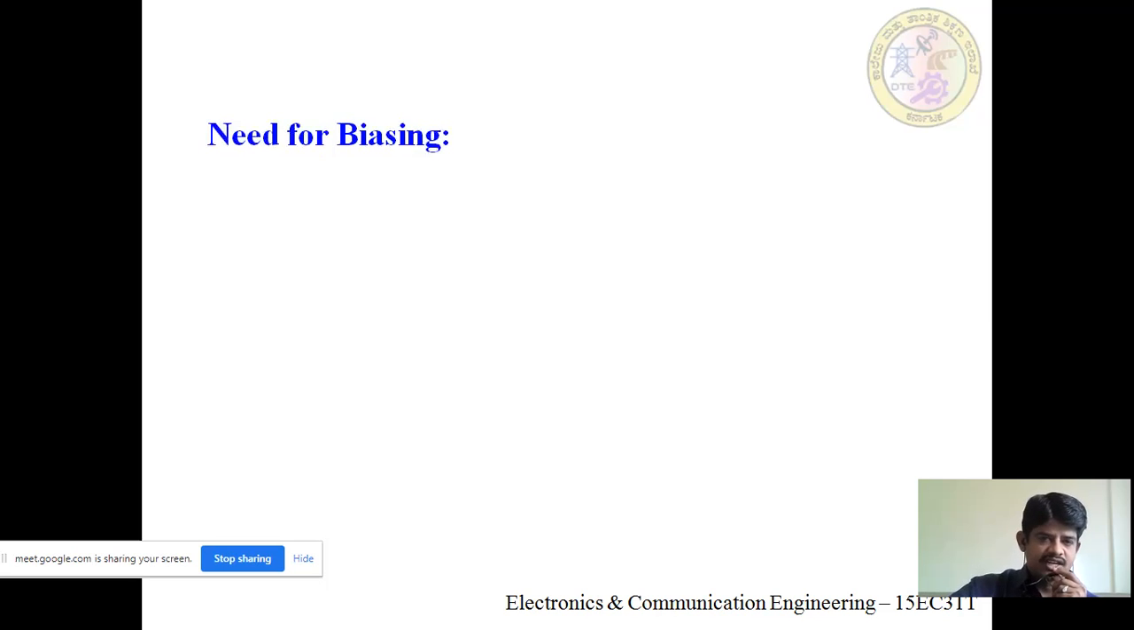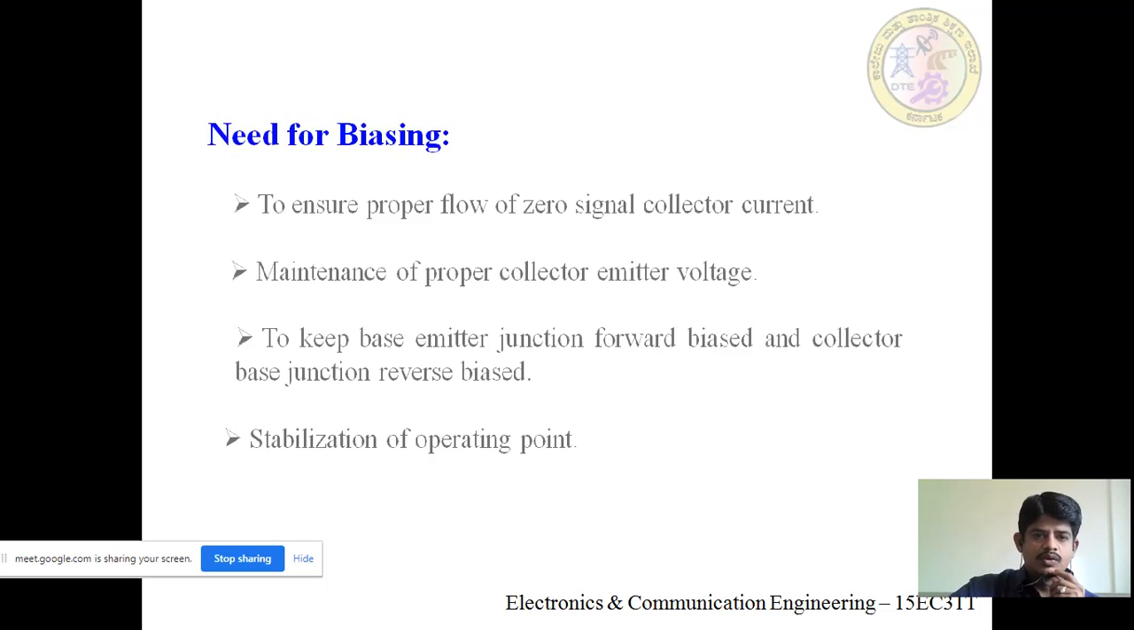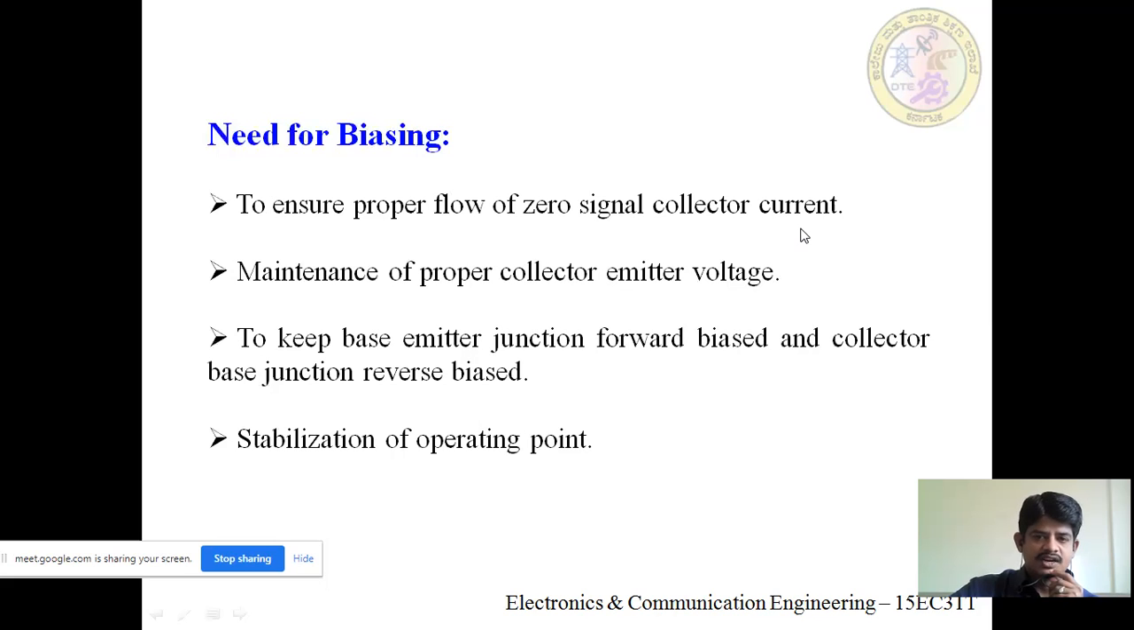Okay, so what is the need for biasing? ಬಯಾಸಿಂಗ್ ಕೊಡಲಿಲ್ಲ ಅಂದ್ರೆ ಒಂದು ಪ್ರಾಪರ್ ಫ್ಲೋ ಆಫ್ ಜೀರೋ ಸಿಗ್ನಲ್ ಕಲೆಕ್ಟರ್ ಕರೆಂಟ್ ಇರೋದಿಲ್ಲ. ಸೊ ನೀವು ಸಿಗ್ನಲ್ ಇಲ್ಲ ಅಂದಾಗ ನಿಮ್ಗೆ ಔಟ್ಪುಟ್ ಅಲ್ಲಿ ಜೀರೋ ಇರುತ್ತೆ, ಯಾವಾಗ ಸಿಗ್ನಲ್ ಕೊಡ್ತೀರೋ ಅವಾಗ ಸಿಗ್ನಲ್ ಆಂಪ್ಲಿಫೈ ಆಗಿ ಬರುತ್ತೆ. Okay, and maintenance of the proper collector emitter voltage means output voltage. If you set the bias correctly, the output voltage comes correctly. Whatever input you have given, it will be amplified properly and available at the output side. Also, we can keep the transistor in the active region. How is it possible? By using the biasing.